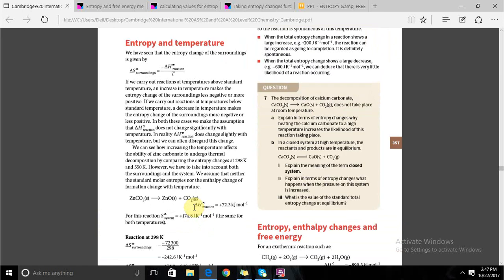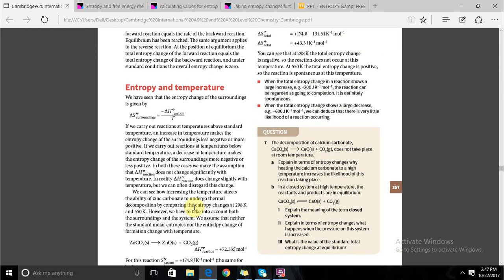Moving onwards, you can see that at 298 Kelvin the total entropy change is negative, so the reaction does not occur at this temperature, and at 550 Kelvin the total entropy change happens to be positive, and so the reaction is spontaneous. When the entropy change shows a large positive value, the reaction can be regarded as going to completion and is definitely spontaneous, and if it shows a large decrease, we can deduce that there is very little likelihood of a reaction actually occurring.